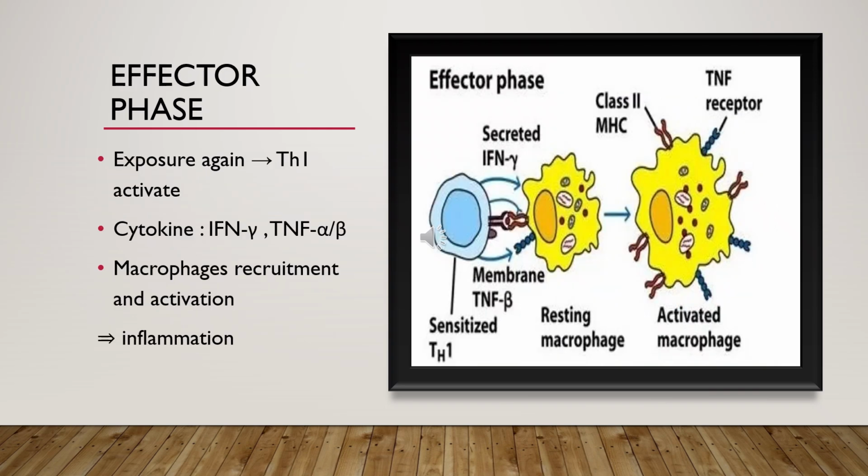When the same antigen enters the body again, the memory Th1 cells are quickly activated. They release cytokines such as IFN-gamma and TNF-alpha or TNF-beta, which recruit and activate macrophages. Activated macrophages then cause inflammation and sometimes tissue damage. This reaction peaks around 48 to 72 hours after re-exposure.